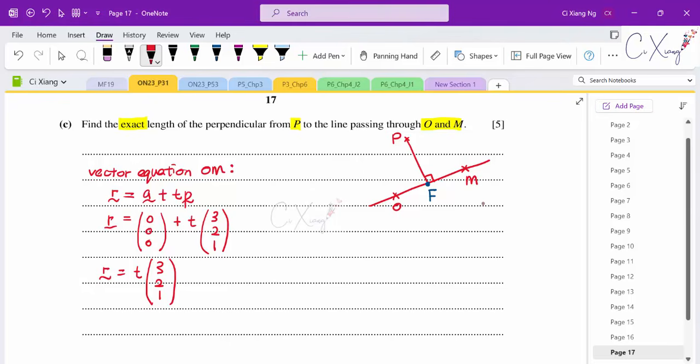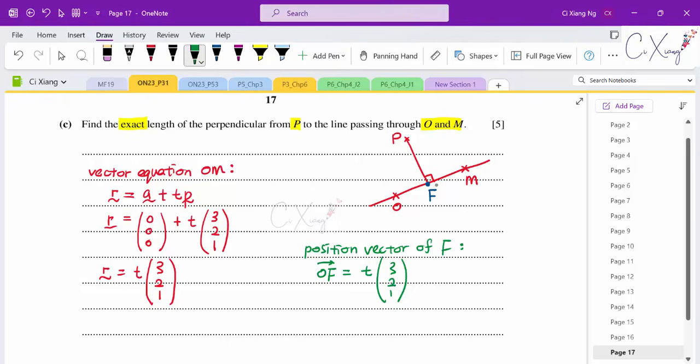Okay, so let's continue further. If I have the vector equation already, then let's find out the position vector of F. You can see that F lies on the line OM. Therefore, the position vector of F is equal to the line equation. So the position vector of F, OF, equals t times (3, 2, 1). This is the position vector of F.